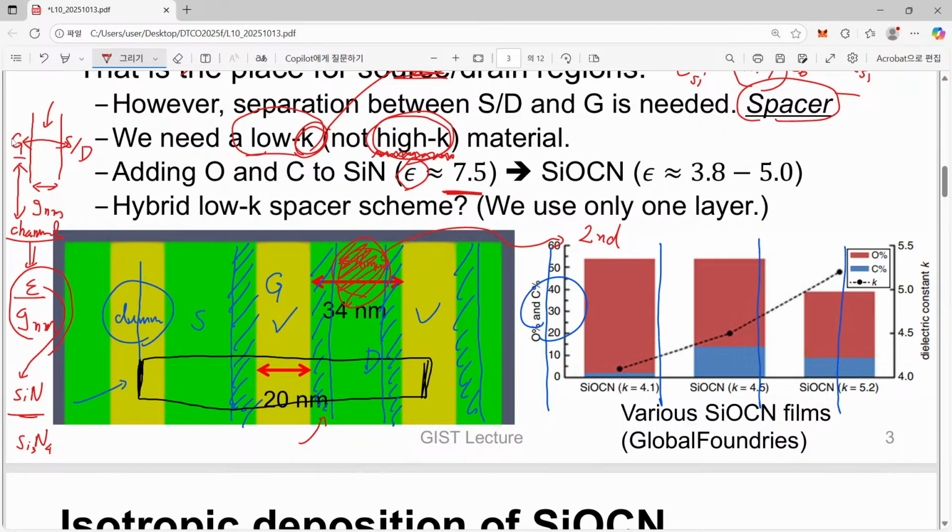But then you can ask me this question: silicon dioxide has much lower epsilon values, about 3.9. Then why don't we just use silicon dioxide instead of silicon nitride? However, we have also another problem. Silicon nitride, please remember the name hard mask. When we do photolithography, we always add a hard mask, and that hard mask was made of silicon nitride instead of silicon dioxide.